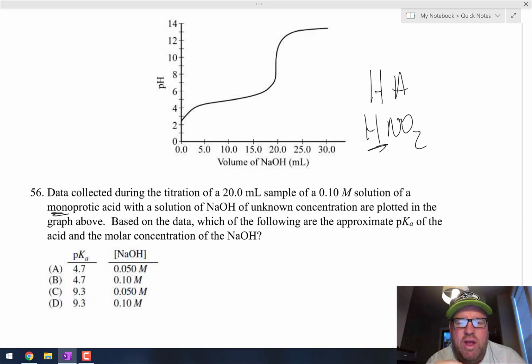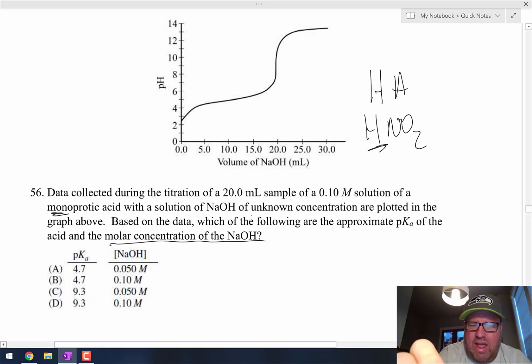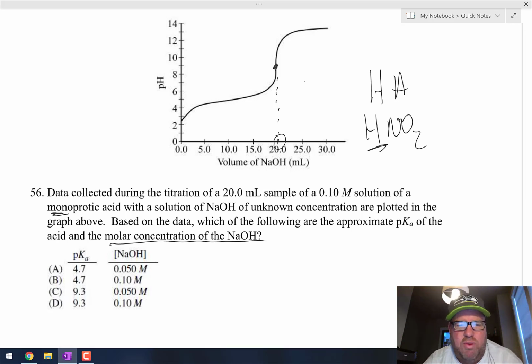Which of the following are the approximate pKa of the acid and the molar concentration of the NaOH? We're not too worried about the molar concentration of the NaOH, okay? We certainly can just real quickly talk about that. If you look at the equivalence point, it happens right about here. So we're going to come down. That means we needed 20 milliliters of that base to reach the equivalence point.